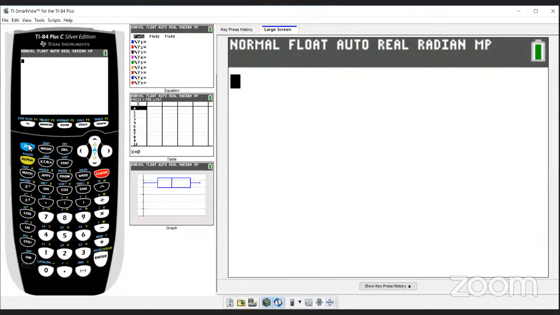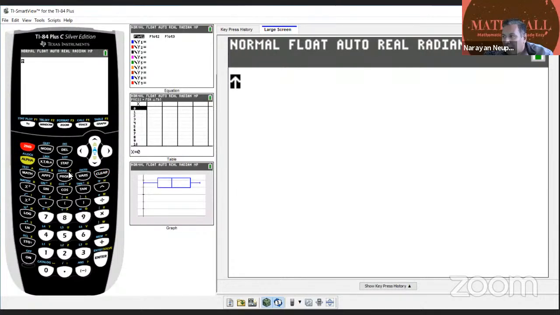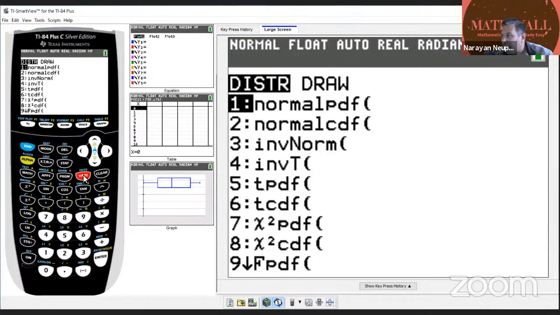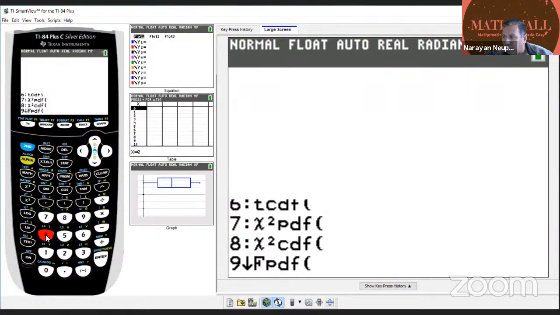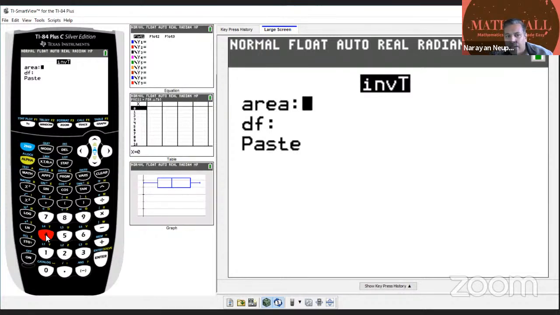Yes. Okay, so what you do is you go to second, and then you go to same place, vars, and you should see inverse T here on number 4, right? Inverse T, so click number 4. And once you do that, type the area on the left. We have said that it is 0.95. Degrees of freedom, we have seen it is 74.